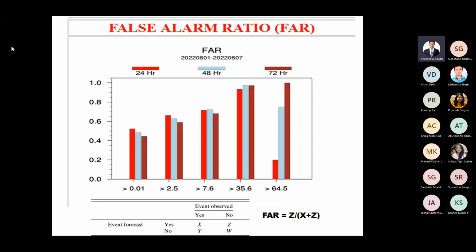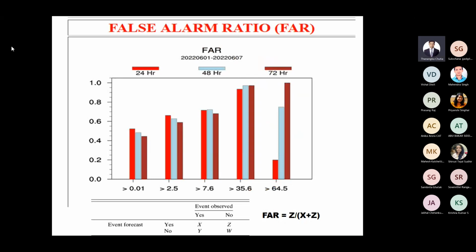Now, I just want to show an interesting paper from, I think, NCMRWF. They are looking at how good they are in forecasting rainfall 24, 48, and 72 hours ahead, based on the concept of false alarm ratio. The way it is done is, if the rainfall event is forecast to occur and it's also observed, it's yes. If it is forecast to occur and it doesn't occur, it is no, and it takes a ratio of no to yes plus no. Essentially failures.